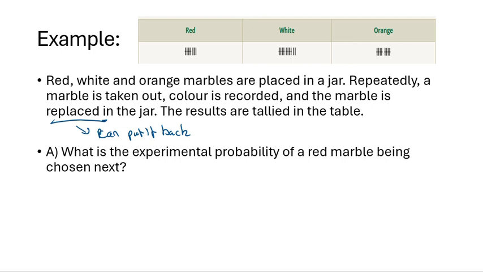Now, results are tallied on this table. So I'm just looking at the table here. I'm just going to count out how many times each marble appeared. Okay. So this will be 8. This is 12. This is 10.